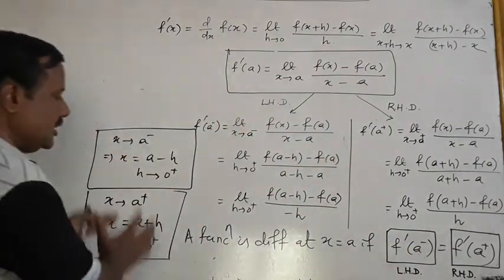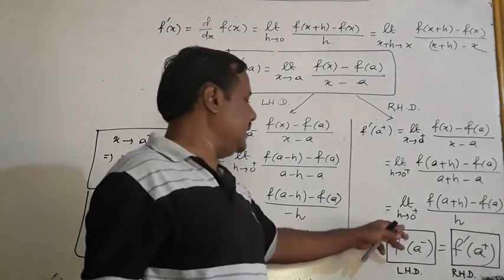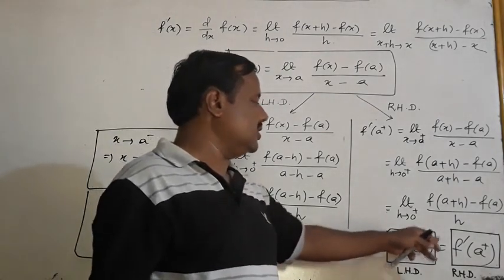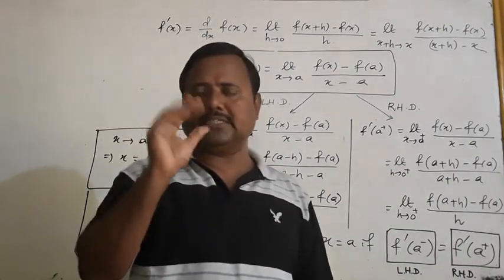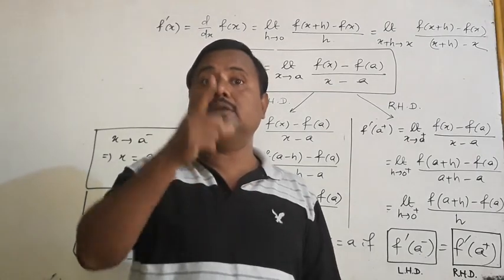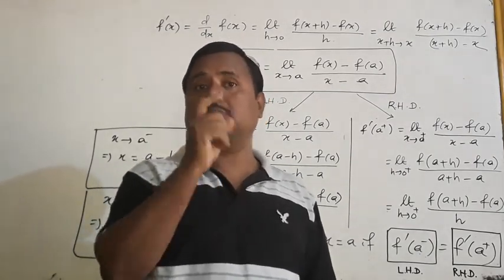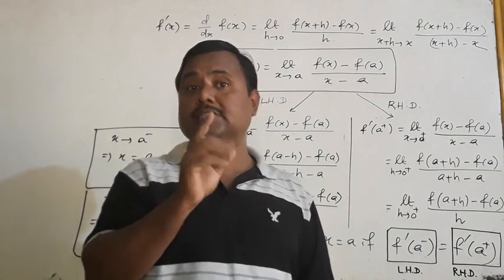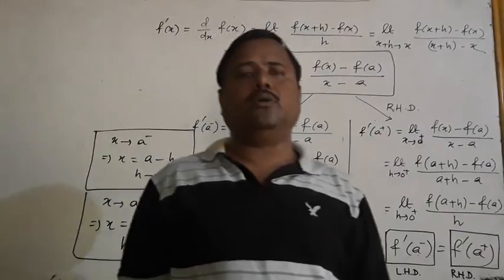So a function is differentiable at x is equal to a if f dash a minus is equal to f dash a plus. Next I will give you some examples. After that I will tell you the geometrical interpretation of this. That is very important. You should remember, geometrical interpretation plays a vital role in the differentiability of a function.